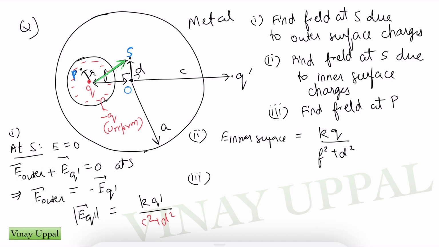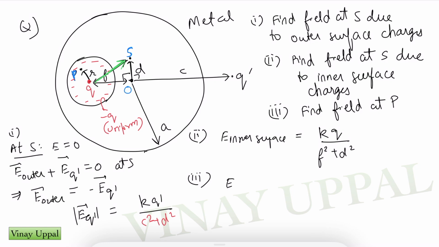And finally, what is the field at point P? At point P, there is no field produced by the outer surface and Q dash. So at point P, the only field that will be produced is by the point charge Q, and the inner surface will produce zero field because that is uniformly distributed, and we know that the field due to a uniformly charged hollow sphere is zero inside.